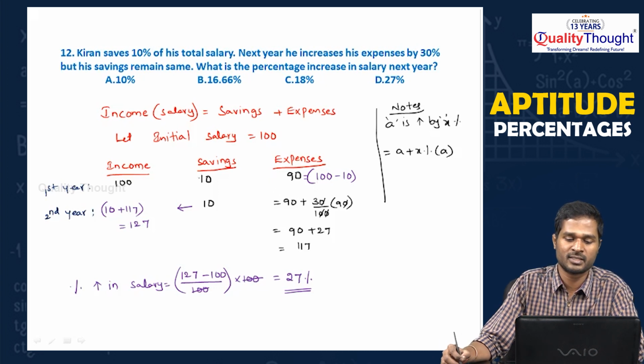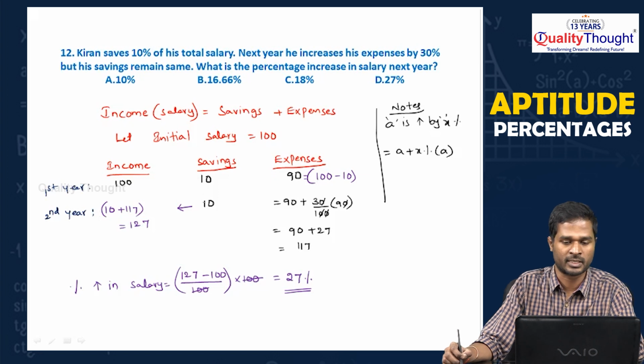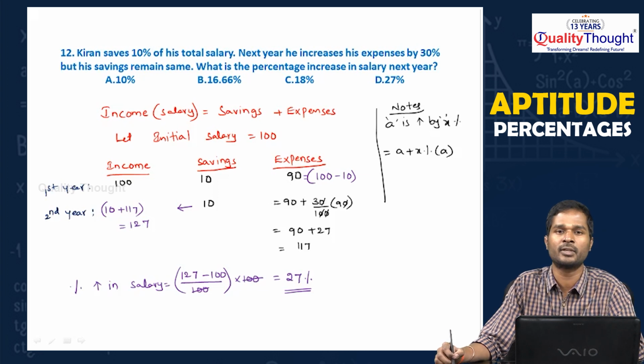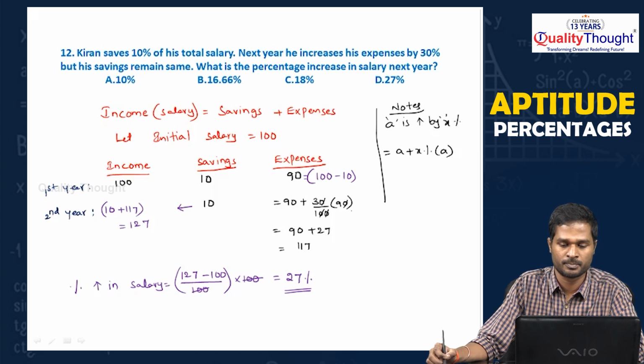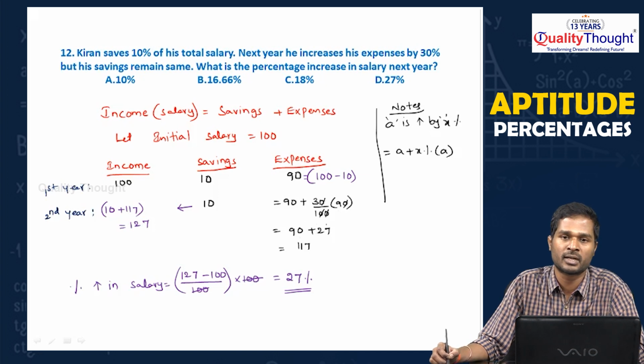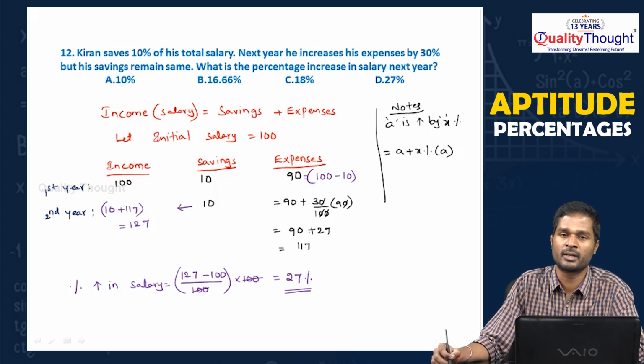So in the second year, the savings are the same as the first year, which is 10. The expenses were increased by 30%. That means on the original 90, we increased expenses by 30%. So 90 plus 30% of 90, cancel the things. It is 90 plus 3 9s are 27. So 90 plus 27 is 117. So the expenses in the first year are 90 and the expenses in the second year are 117.